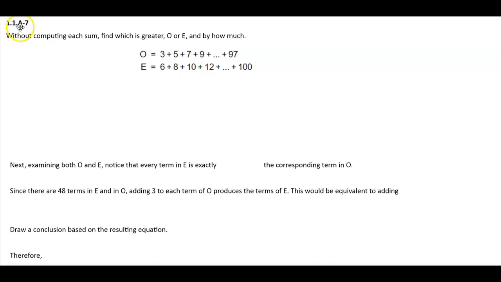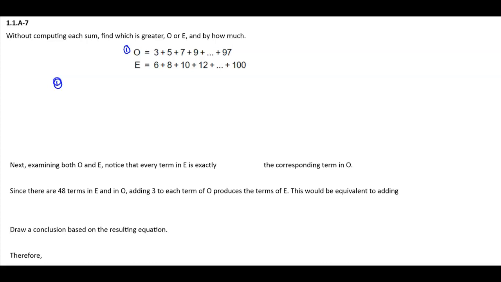Section 1.1A-7. Without computing each sum, we want to find which is greater, O or E, and by how much. But the first thing we need to do is figure out how many terms there are in O and how many terms there are in E. So, number one, we're going to call that 1 for O. We're going to find out how many terms there are.